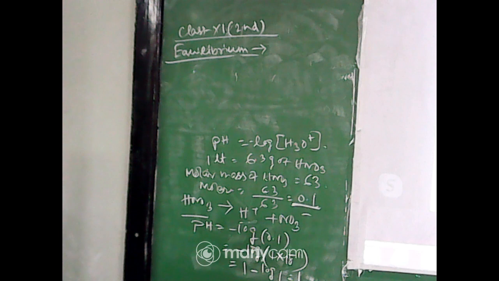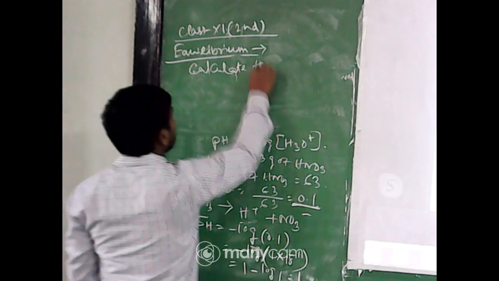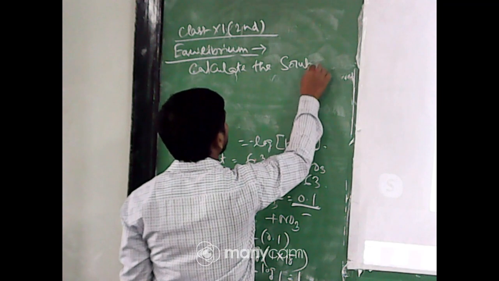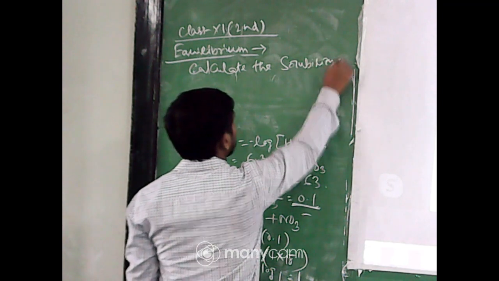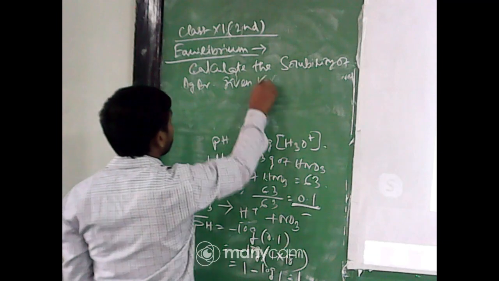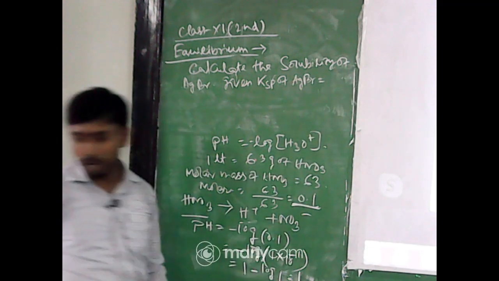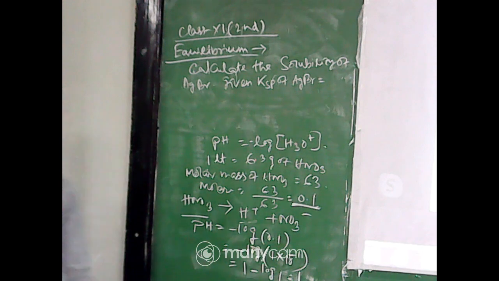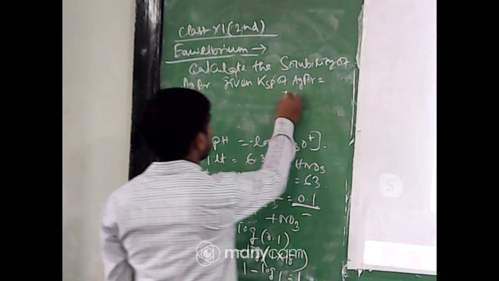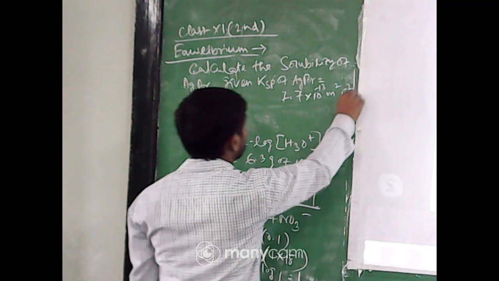Next, calculate the solubility of silver bromide, AgBr, given Ksp of AgBr is equal to 7.7 into 10 to the power minus 13 mole square L to the power minus 2.